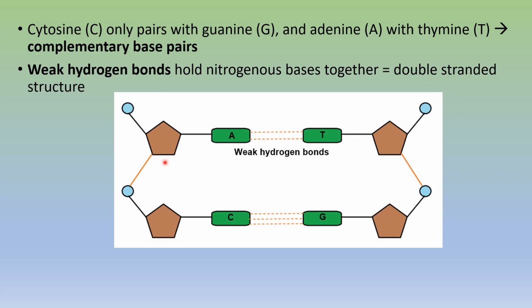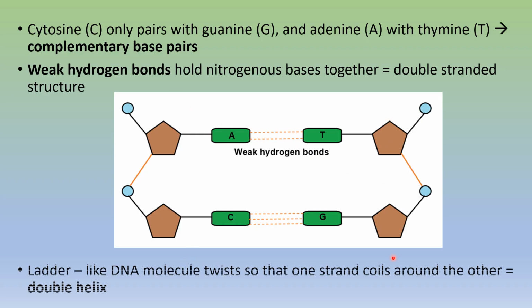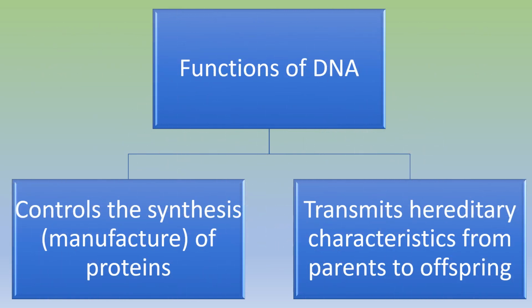So here you see a strand here, a strand here. My adenine from here is joining or bonding to my thymine on this side. My cytosine up here is bonding with my guanine on the other side. And here I have my sugar phosphate portion, sugar phosphate bonds. So this is one strand and this is another strand. As a result, it's going to end up being a ladder-like molecule that twists so that one coils around the other, that forms the double helix structure, the one that's twisted.